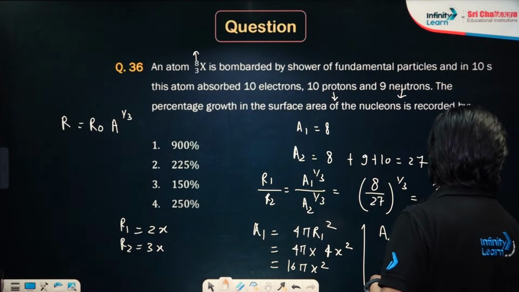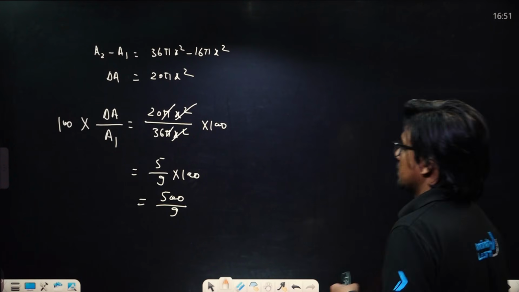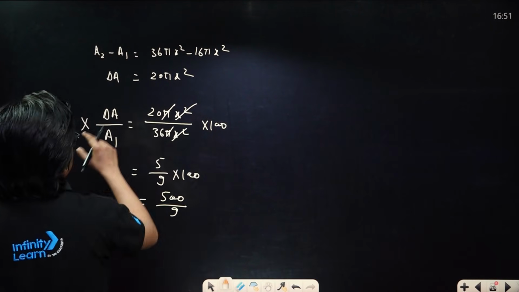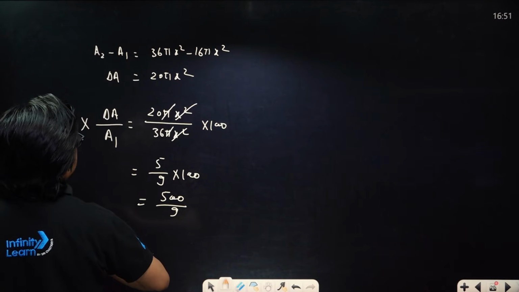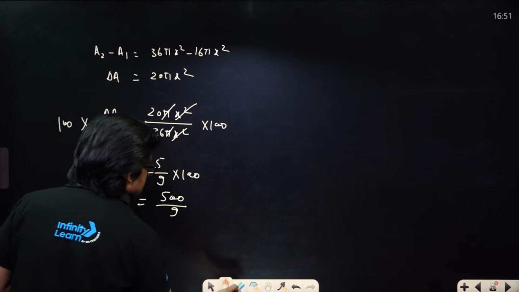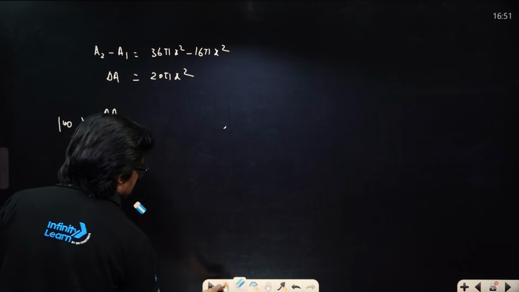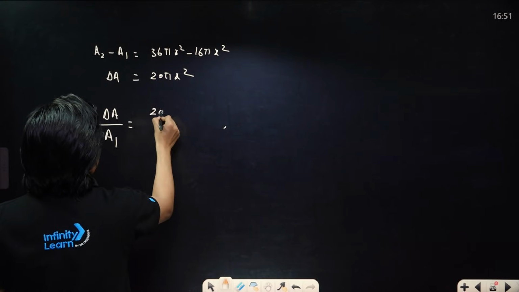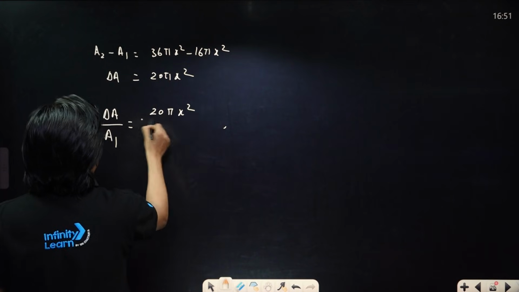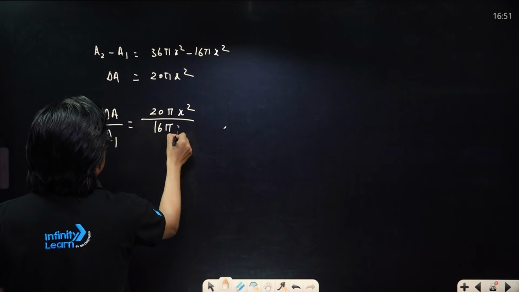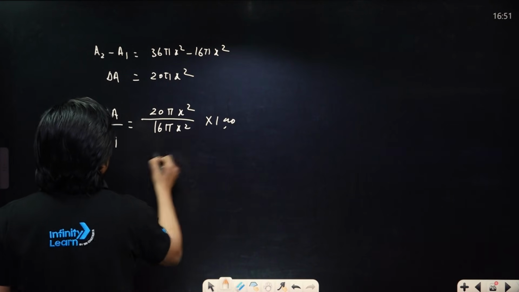Okay, that growth in the area is 20 pi x square. It is correct. Okay, initially it was 16. Okay, so here is the mistake I have made in calculation. You can write 20 pi x square divided by 16 pi x square into 100. Now you will get the correct answer.